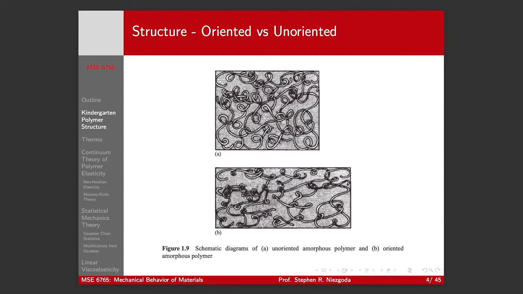Right, and this arises very much from processing, right? You can imagine if you have injection molding or another melt processing, the chains are going to preferentially align along the flow direction. Or it can arise because of mechanical influences. We'll talk about polymer drawing when we talk about plasticity of amorphous solids, and you can get significant chain alignment during drawing, which will give you a big difference in properties along the aligned direction versus the unaligned direction.